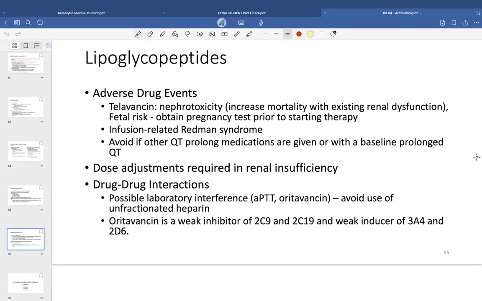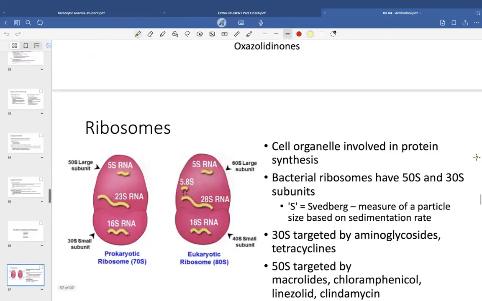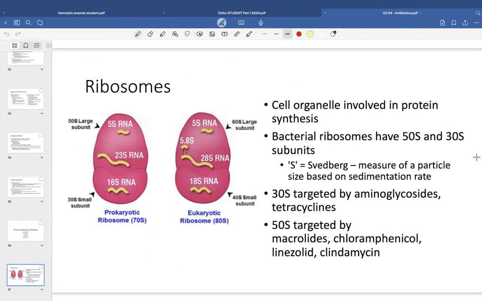Moving to the protein synthesis inhibitors, it's a group of drug classes that work to prevent bacteria from producing proteins necessary for its survival. And to review, basically protein synthesis takes place in a cell organelle, the ribosome. And with bacteria, we are exploring the difference between the prokaryotic ribosome, which appears on the left here.